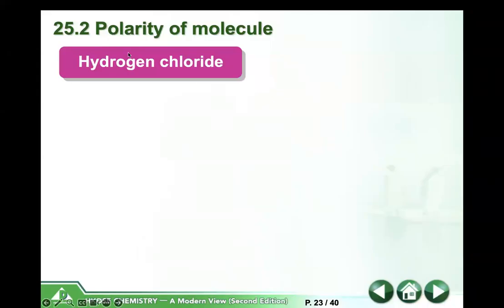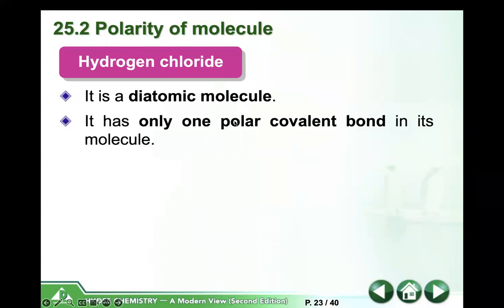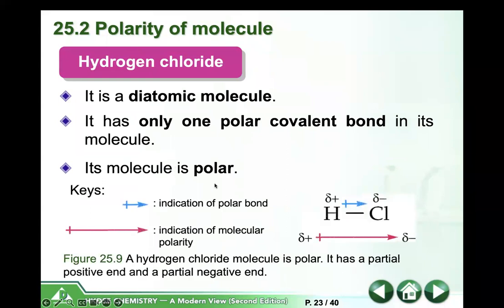For 25.2, the polarity of a molecule. We think about the role of hydrogen chloride. It is a diatomic molecule. There is only one polar covalent bond in its molecule. As a result, we say that it is a polar molecule.